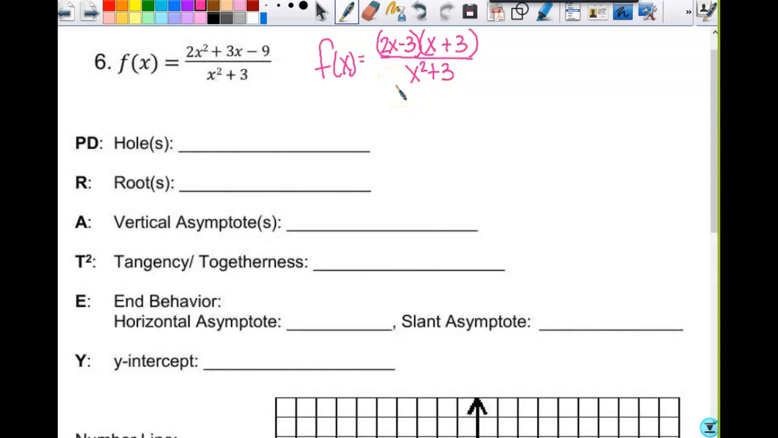And then this is the version that we're going to focus on. So do I have any holes? Anything I can cancel out? No. The roots come from the numerator, so I have that. That is -3 and 3/2.